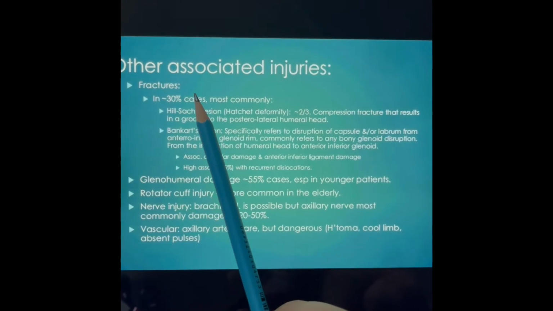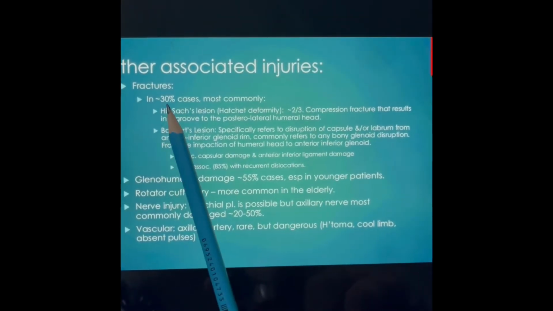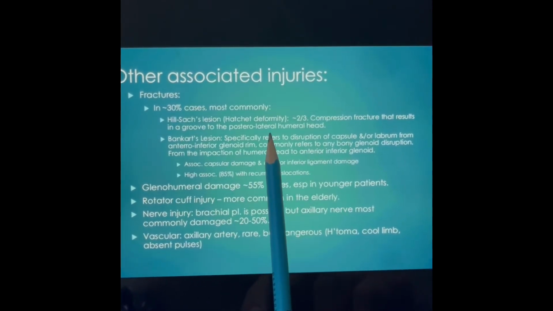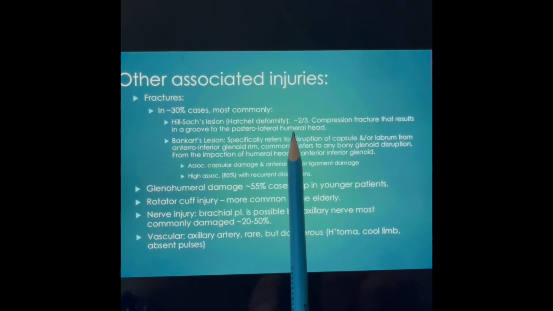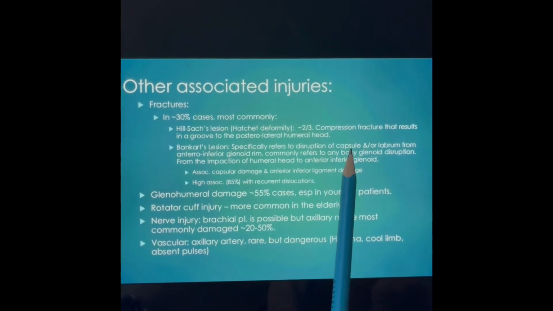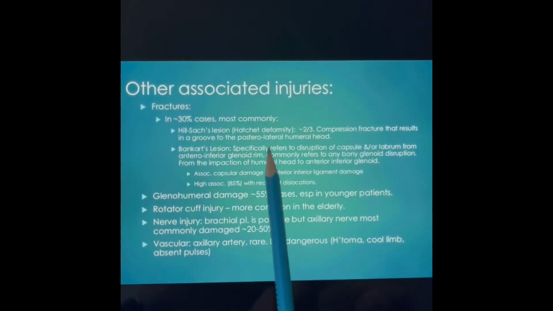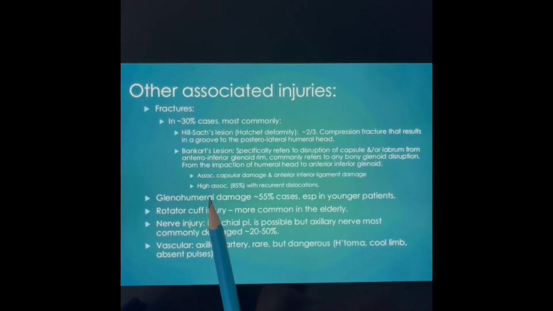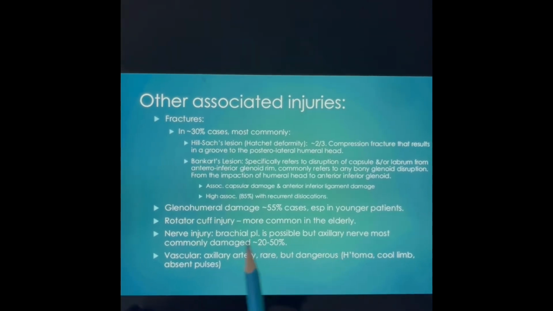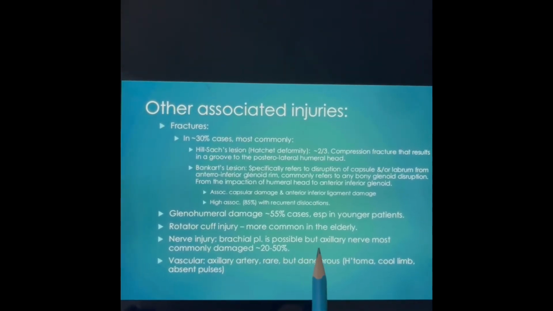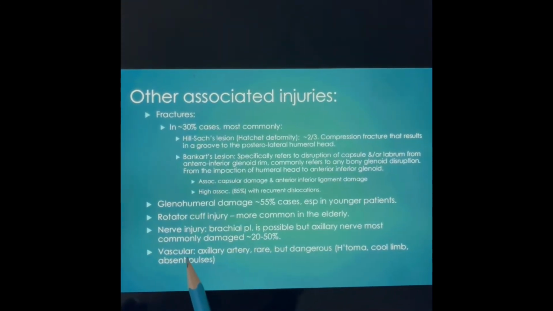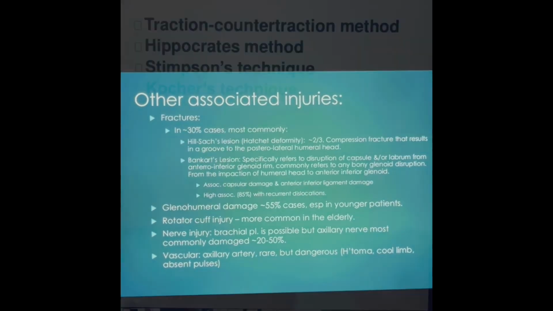What are the associated injuries when dislocation occurs? In 30% of the cases, Hill-Sachs lesion occurs. I have already explained the Hill-Sachs lesion, which is mostly on the posterolateral aspect of the head. Also the Bankart lesion, which can be soft tissue or bony. I have explained that. Glenohumeral damage can occur. The rotator cuff injury mostly occurs in the elderly. Nerve injury occurs, most of the time the axillary nerve, in 20 to 50% of the time, while artery damage is rare.